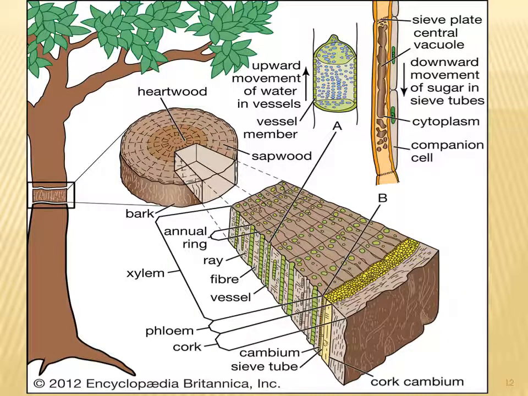In this diagram, you can see the structure of the wood of an angiosperm. It clearly shows the heartwood, the sapwood, and also the annual rings, ray fiber, vessels, cambium, the sieve tubes and the core cambium. So this is the structure of the wood of the angiosperm.